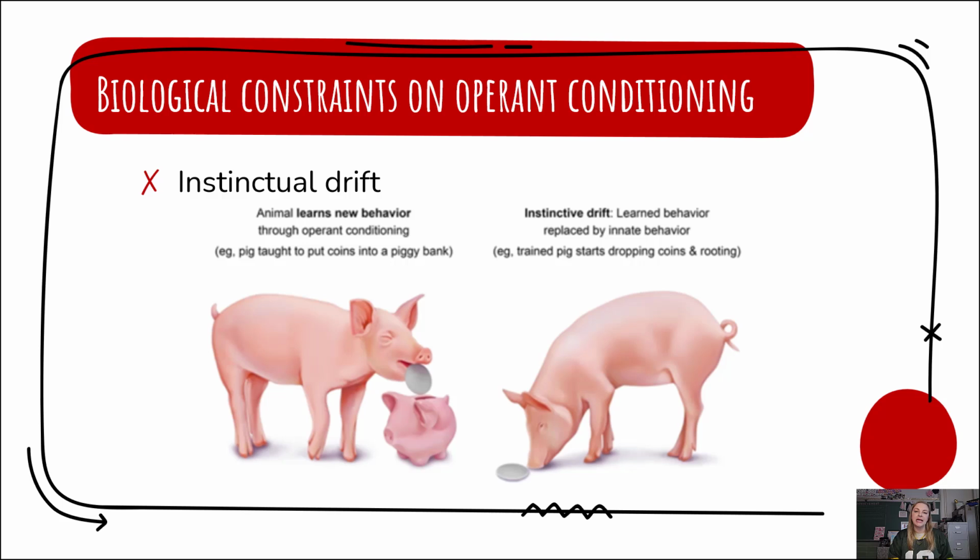Instinctual drift refers to the tendencies for animals to revert to their natural instinctual behaviors, even after they've been trained using operant conditioning. For example, if a pig has been trained to put coins into a piggy bank, they might start dropping the coin on the floor and moving it around with their snout because they're rooting for food. This is a natural foraging behavior. This happens because the animal's biological instincts can interfere with the learned behavior, making it difficult to maintain the operant response in some situations. So while operant conditioning is powerful, instinctual drift shows that innate behaviors can sometimes override those learned behaviors.